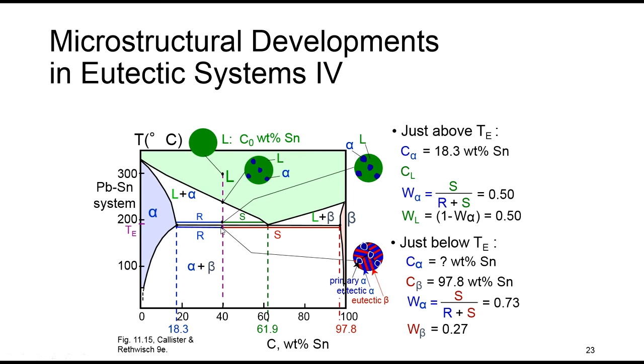To find the weight percent of Sn, you just go to the left, it is the same value, 18.3, the same as before, but for beta it goes all the way to here for the second phase, and the value is 97.8. The weight fraction of alpha using the lever rule is 0.73, which results in 0.27 weight fraction of beta phase. These regions are called primary alpha because they form prior to crossing the eutectic isotherm.